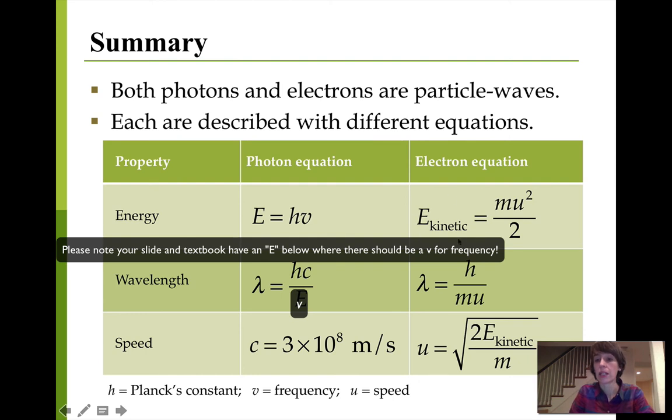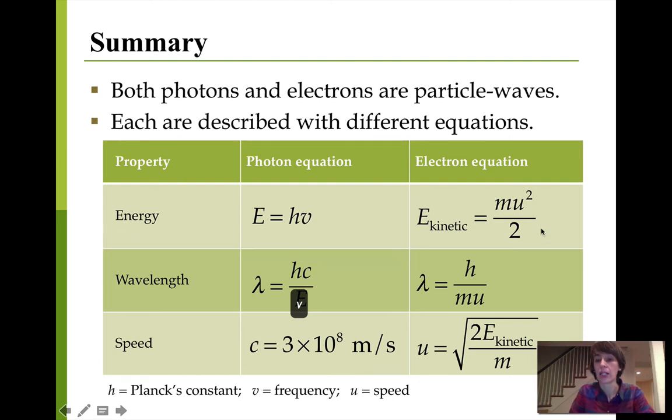This first one for the energy of the electron is one we've actually seen before. It's 1/2 mass times velocity squared. And that's just telling us that we can calculate the kinetic energy of a particle if we know its mass and velocity. The second equation here is the de Broglie equation for the wavelength. And the one for speed is just a rearrangement of the equation for energy, but solving for the speed or velocity.